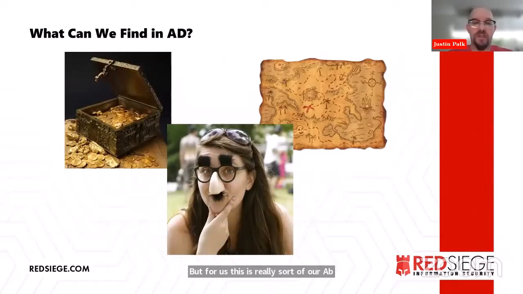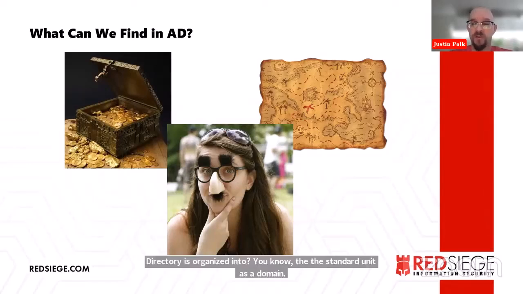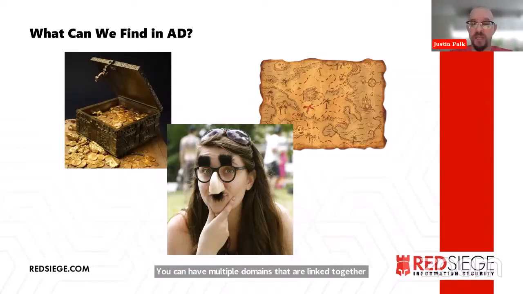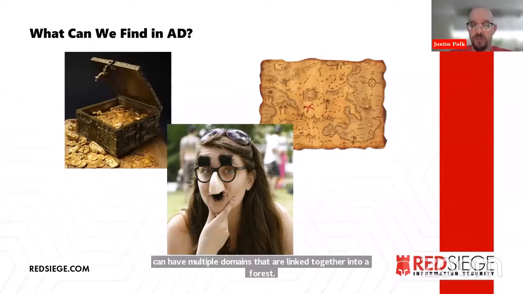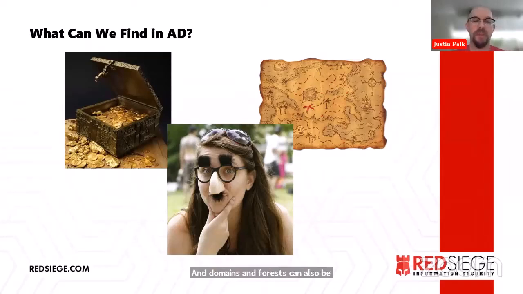So what can we find in Active Directory? Active Directory is organized into, the standard unit is a domain. You can have multiple domains that are linked together into a forest, and domains and forests can also be linked by trusts. And as I said before, it's got all sorts of information on objects: computers, groups, users.